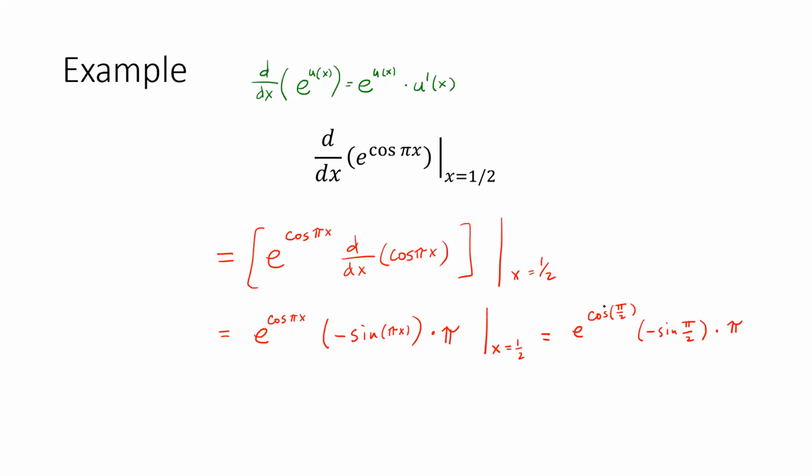Notice here that cosine of pi over 2 is 0, and sine of pi over 2 is equal to 1. Okay, so I'm left with e to the power of 0 times negative 1 times pi. Okay, so in the end here, I think we just get negative pi.